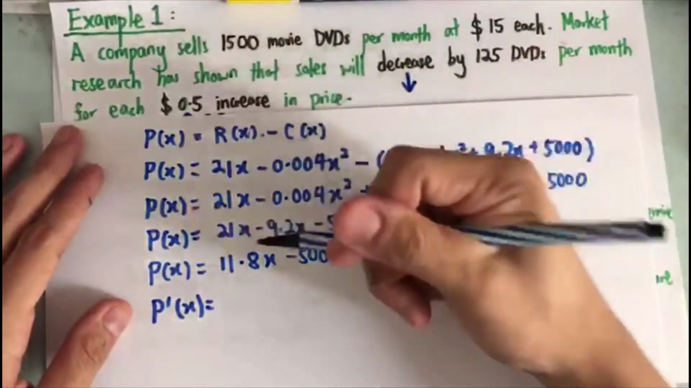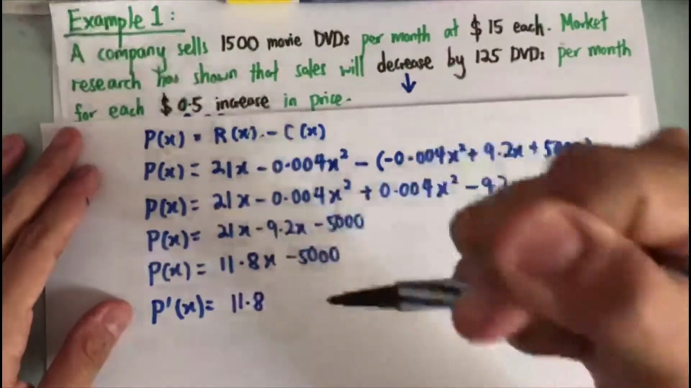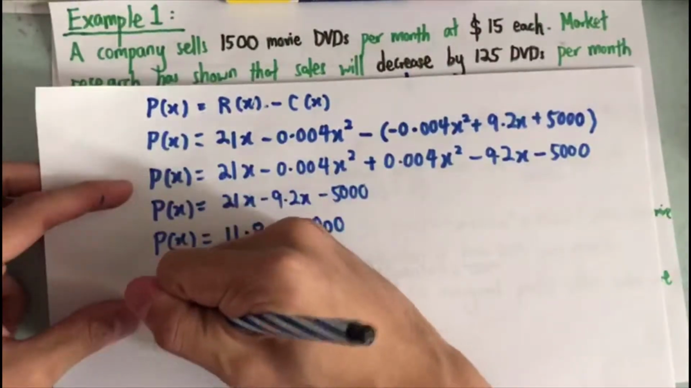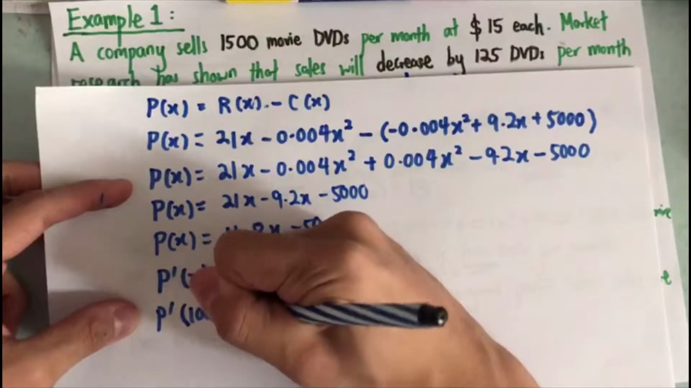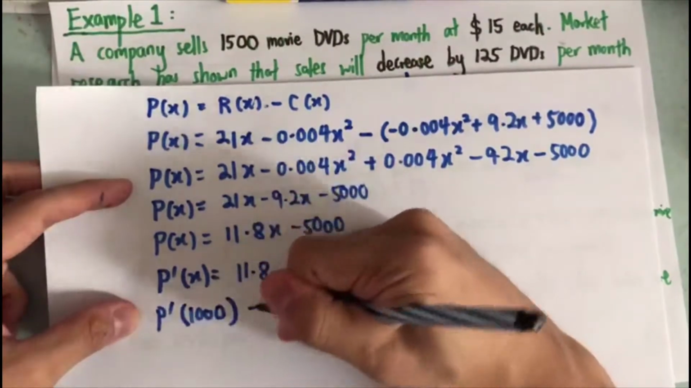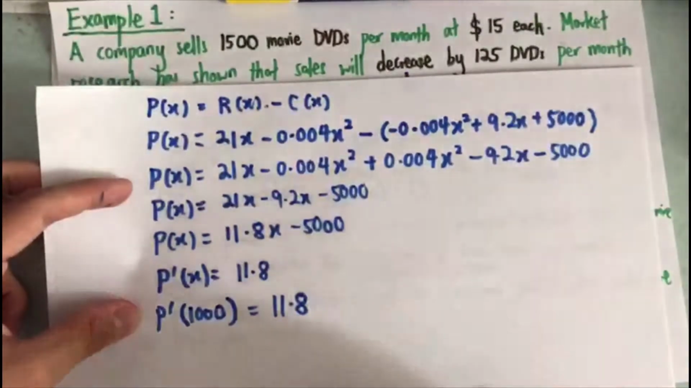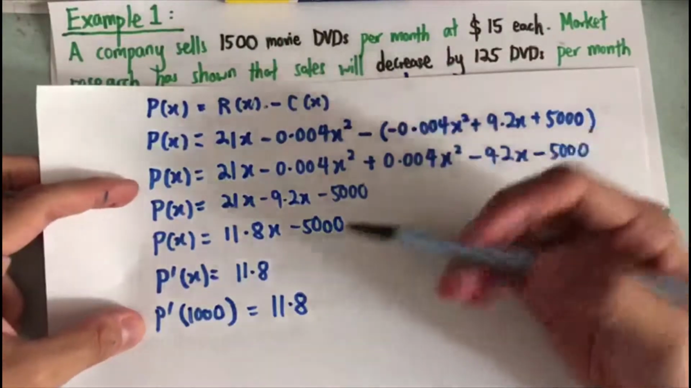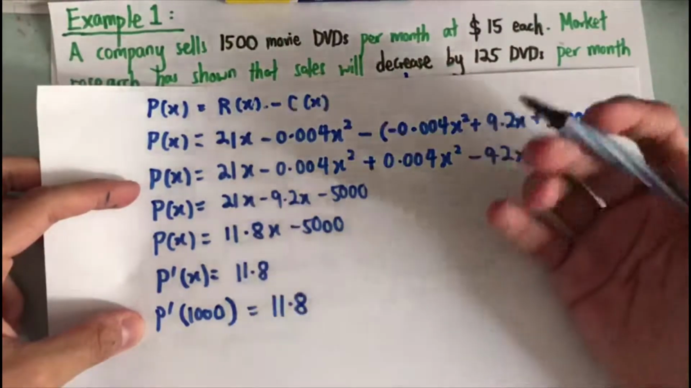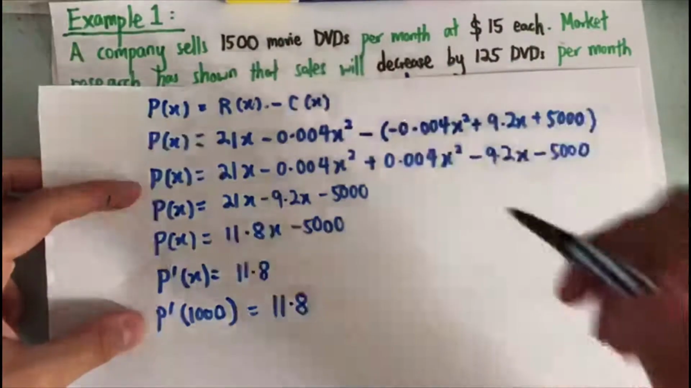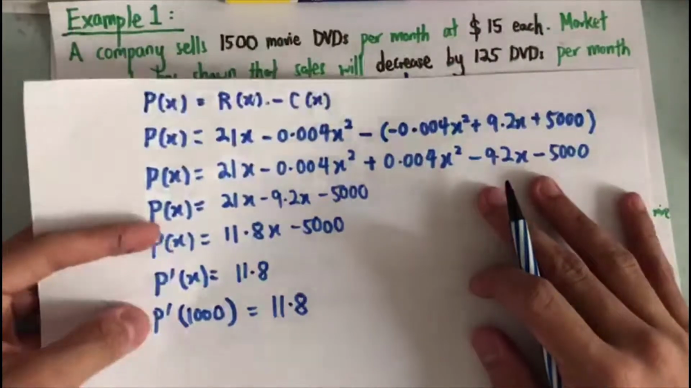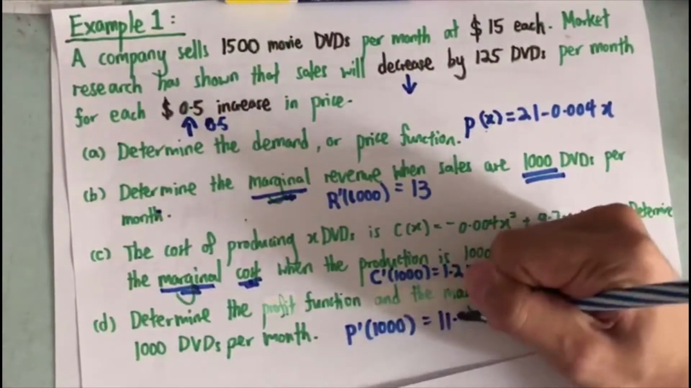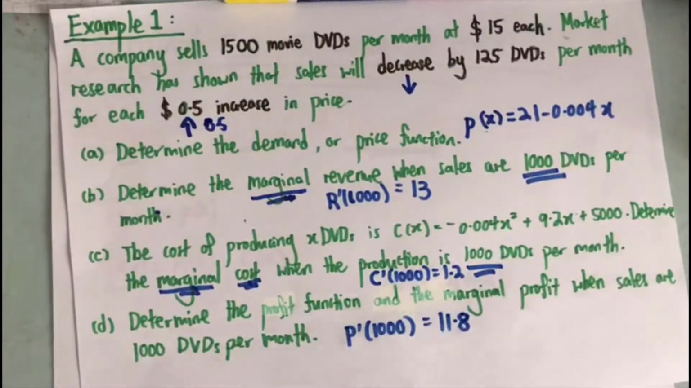And then find the marginal profit. So marginal profit is equal to 11.8, which is a constant. Therefore, marginal profit when your number of units sold is 1,000 is still 11.8 because it is constant all the time. That's why this means that the profit increases $11.8 per unit sold at this instant. And then let's shift the answer again. P prime of 1,000 is equal to 11.8. That's all for this example.